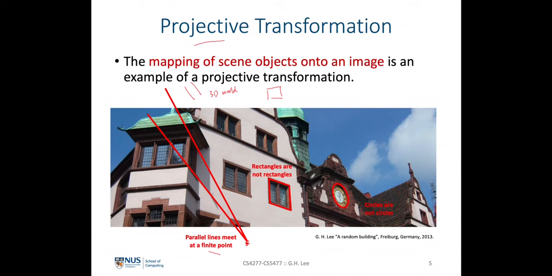Another example here would be the circle, this clock face over here. In the 3D world, in the Euclidean world that we're living in, it's actually a perfect circle. But when it is projected onto the image after projective transformation, we can see that the geometry of the circle is not preserved. It becomes an ellipse in this case over here.